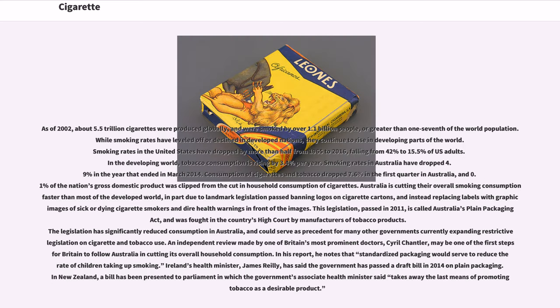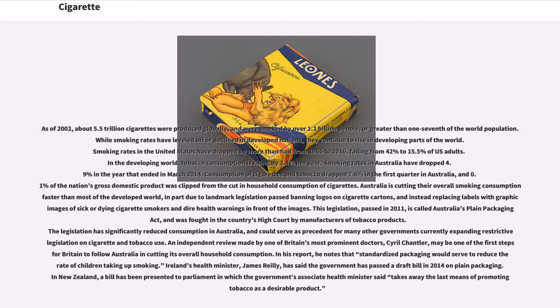As of 2002, about 5.5 trillion cigarettes were produced globally, and were smoked by over 1.1 billion people, or greater than one-seventh of the world population. While smoking rates have leveled off or declined in developed nations, they continued to rise in developing parts of the world. Smoking rates in the United States have dropped by more than half from 1965 to 2016, falling from 42% to 15.5% of U.S. adults. In the developing world, tobacco consumption is rising by 3.4% per year.